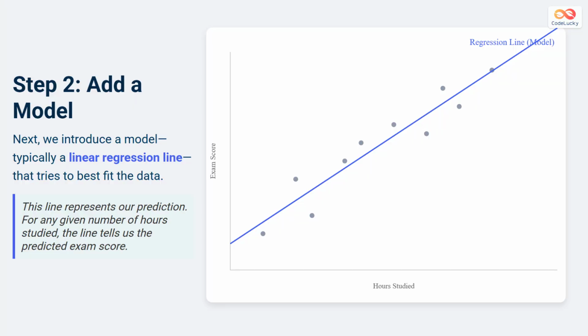Now we introduce our model. In statistics, this is often a linear regression line. This line is our best attempt at capturing the underlying relationship in the data. Think of it as our prediction tool. Based on our data, for any given number of hours a student studies, this line gives us their predicted exam score.